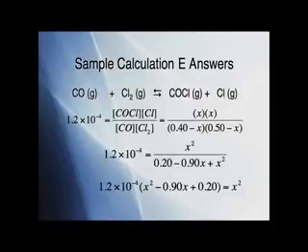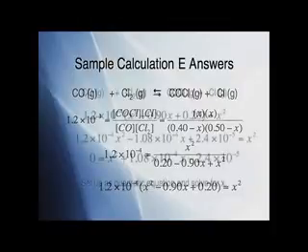So here we have 1.2 times 10 to the negative fourth times the quantity x squared minus 0.90x plus 0.20 is equal to x squared. And again, this was done simply to put it into a form so that when we go to use our quadratic equation, we have a, b, and c lined up very nicely.